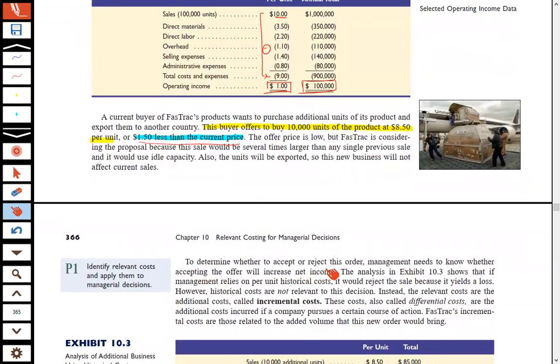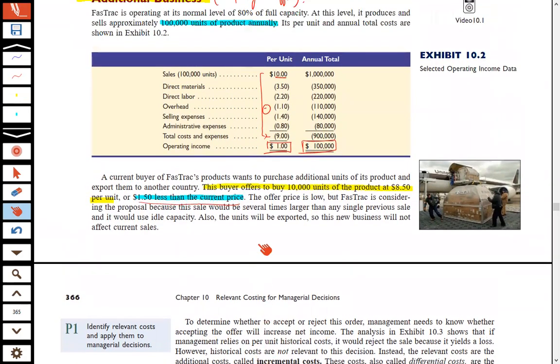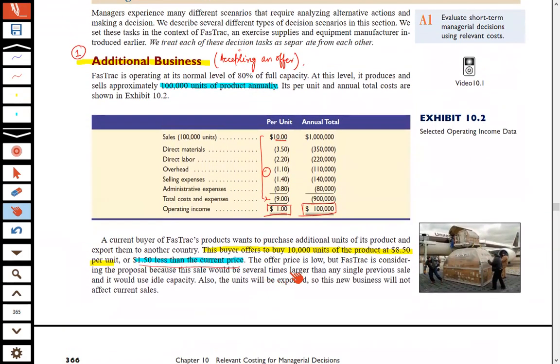To determine whether to accept or reject this order, management needs to know whether accepting the offer will increase net income. Now, this is the solution part, but we will see it later. But following the practice which we had followed earlier in this type of situation, I want you to solve this question and make your decision whether the offer should be accepted or not. Can you do it? Sure, right now.